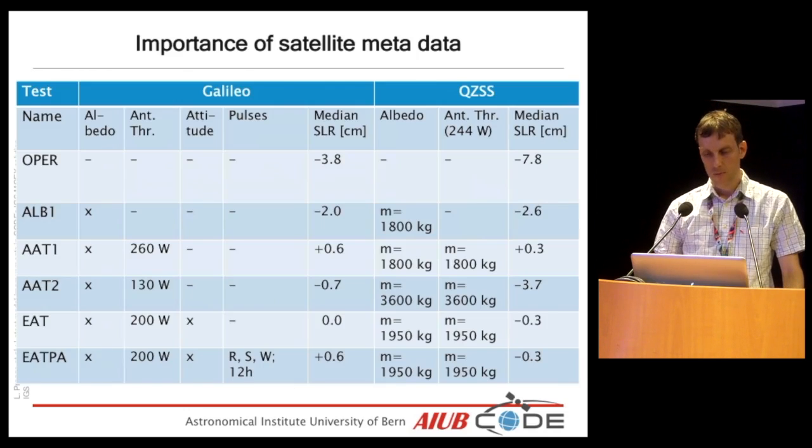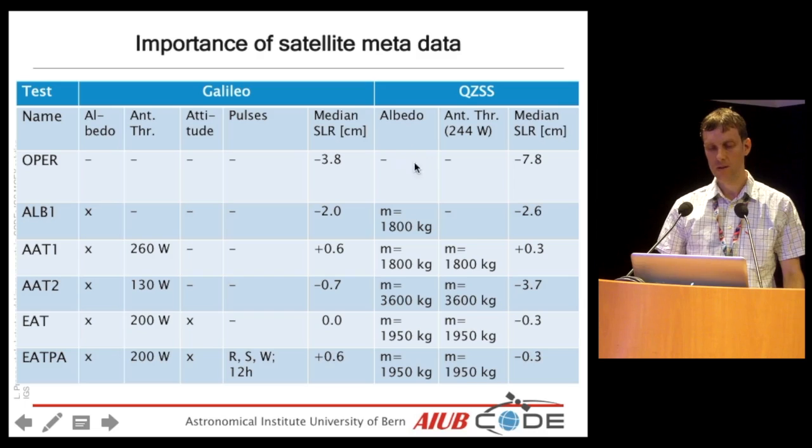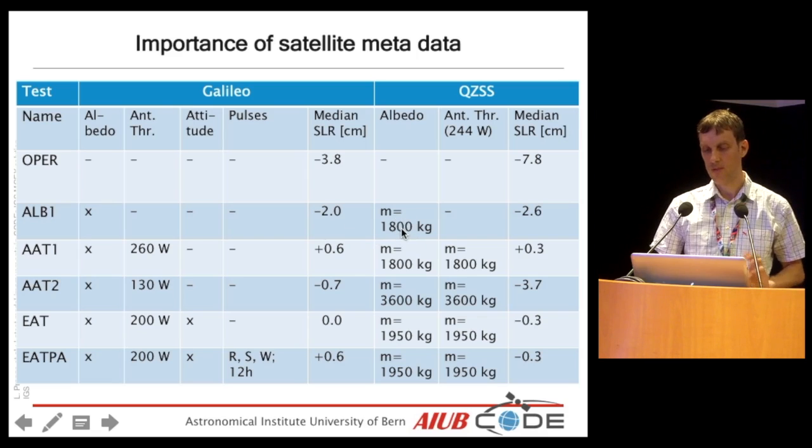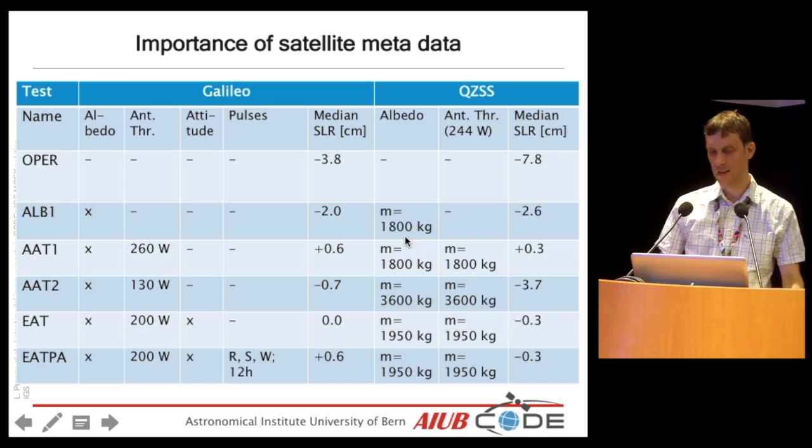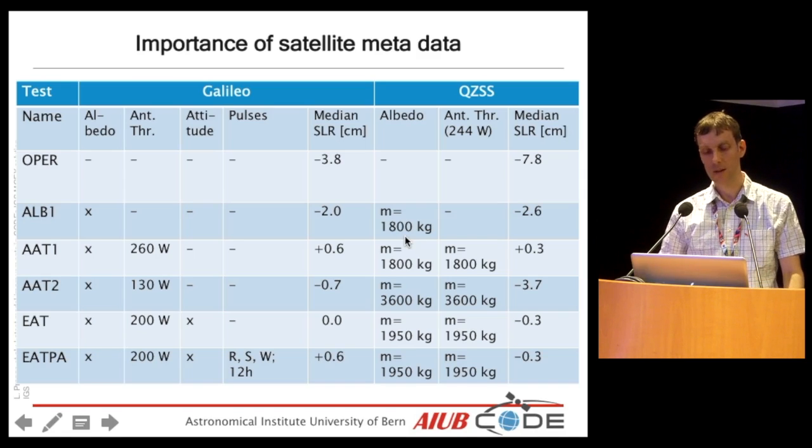So if we use our current solution as a starting point, called operational solution, we have very large SLR offsets. If we now add the albedo model, then we can reduce the SLR offset. And for QZSS, in the first experiment, we have assumed probably too light satellite mass. Then we add antenna thrust.